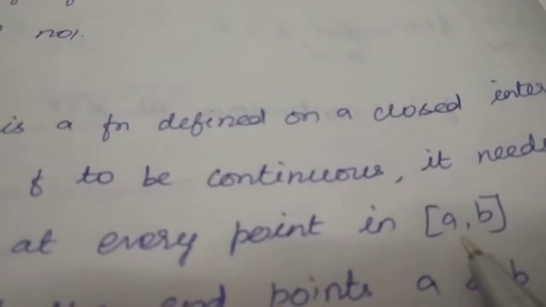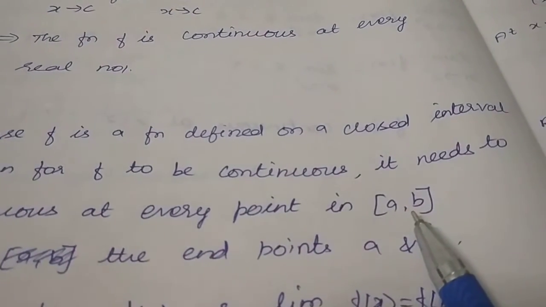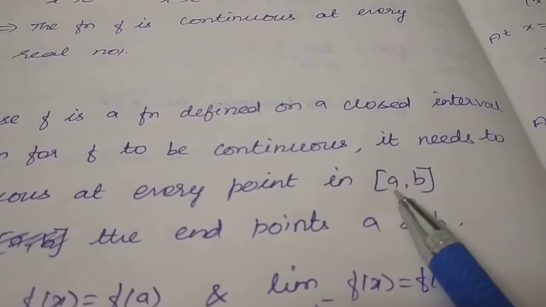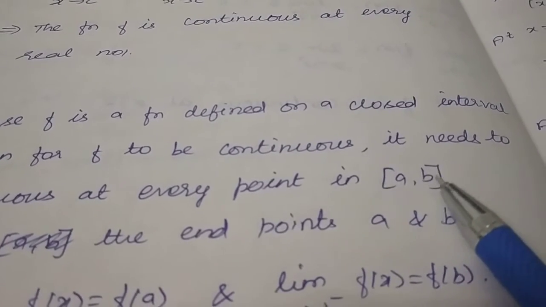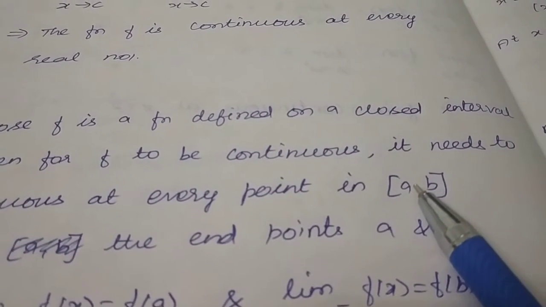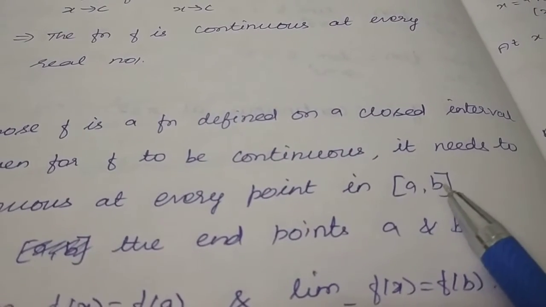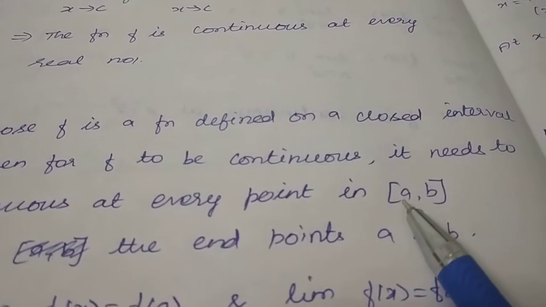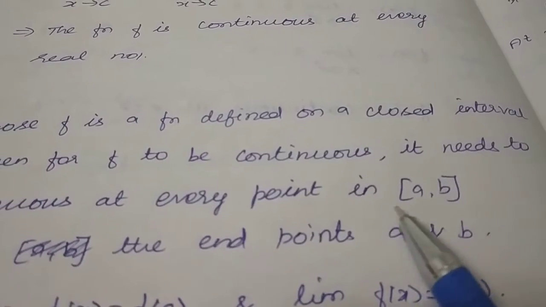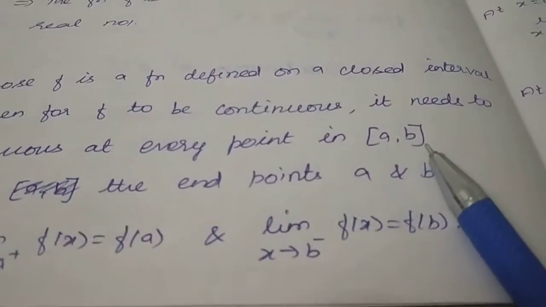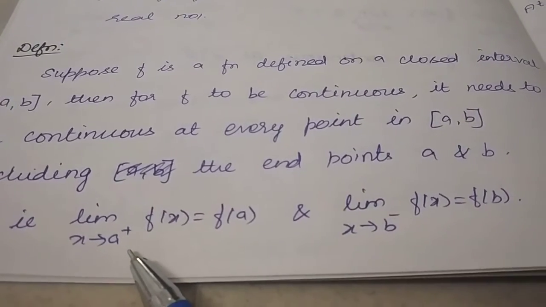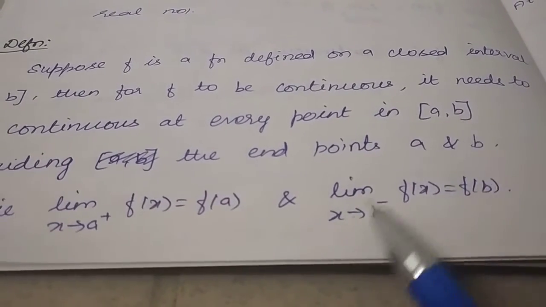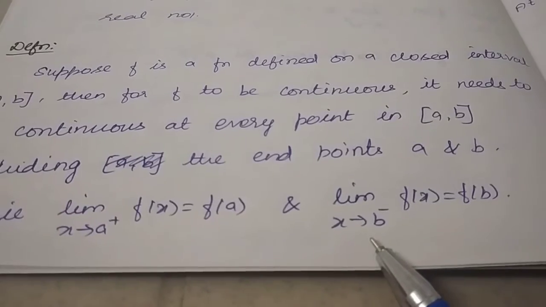The points a and b are included in the interval, meaning starting from a, we can say a plus is included here. But for b, only b minus. B plus means it goes beyond the interval. Similarly, a minus goes beyond this interval. So we can find out the limit corresponding to x tending to a plus. Similarly, the limit corresponding to x tending to b minus.